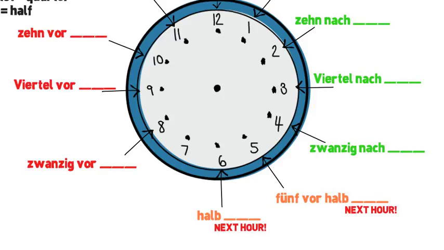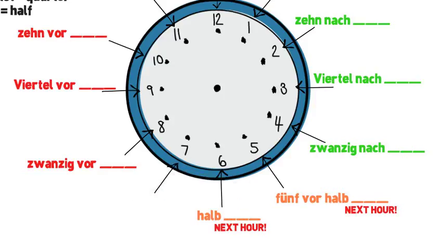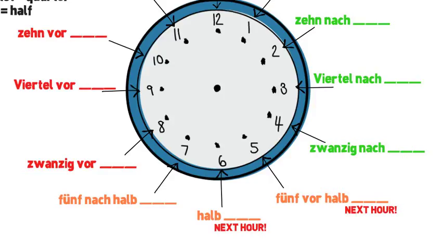The same principle applies at 35 minutes after the hour, but this time we're past the half hour, so we use the phrase 5 nach halb. 1:35 is 5 nach halb 2. 6:35 is 5 nach halb 7. 12:35 is 5 nach halb 1. 3:35 is 5 nach halb 4. Again, keep in mind that you're using the number of the upcoming hour with any phrase involving halb.